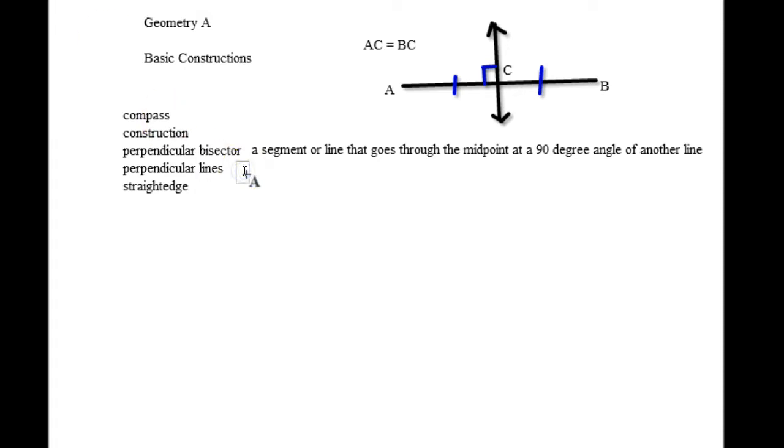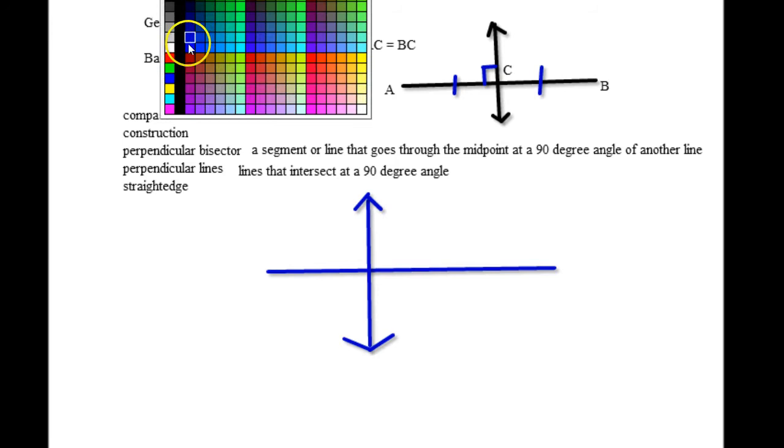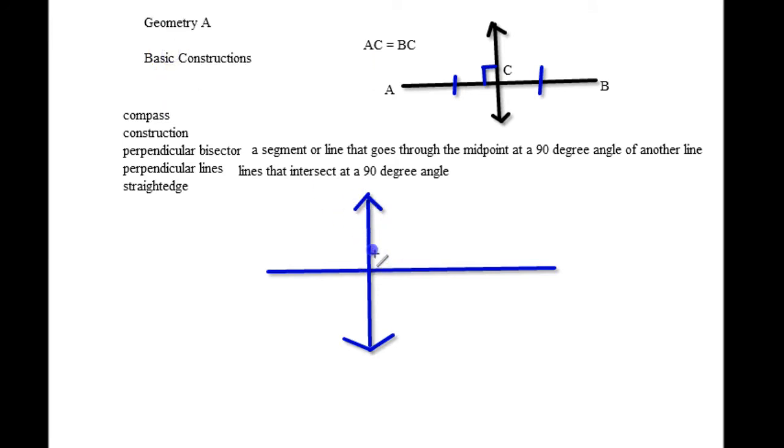Alright, now perpendicular lines. Lines intersect at a 90-degree angle. Okay, so they don't have to be bisectors of each other. They can just be perpendicular of each other. So in other words, let's go with these two. Okay, it just doesn't matter because all I care about is the angle formed between the two lines. Okay, so these are perpendicular.